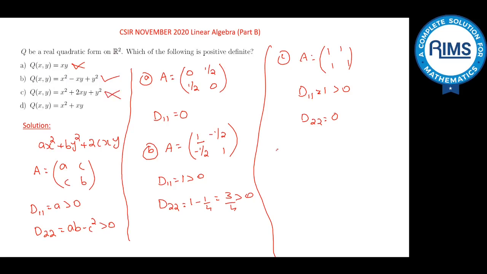Now consider option D. What is the matrix corresponding to this option? Capital A equals [1 1/2; 1/2 0]. D11 equals 1, which is greater than 0, and D22 equals 1 into 0, that is 0, minus 1 by 4, which is less than 0. So this quadratic form is not positive definite. Therefore only option B is true. Okay.